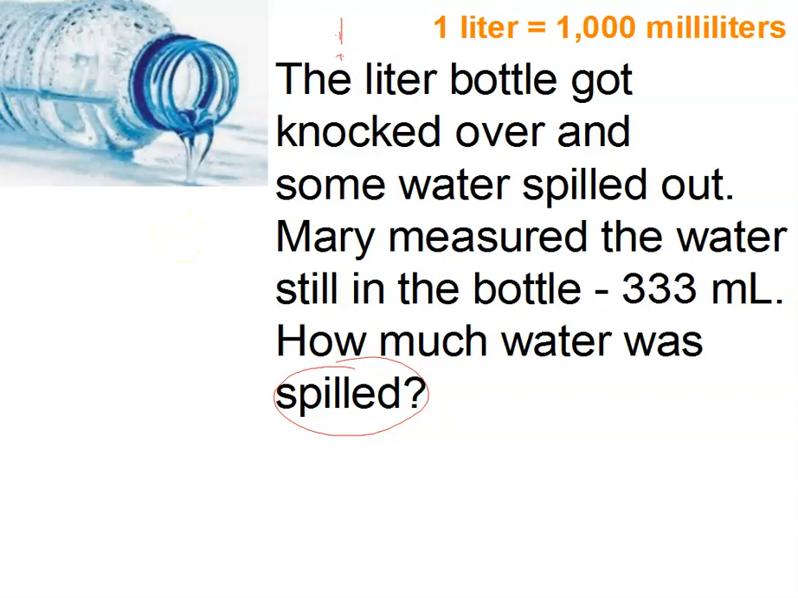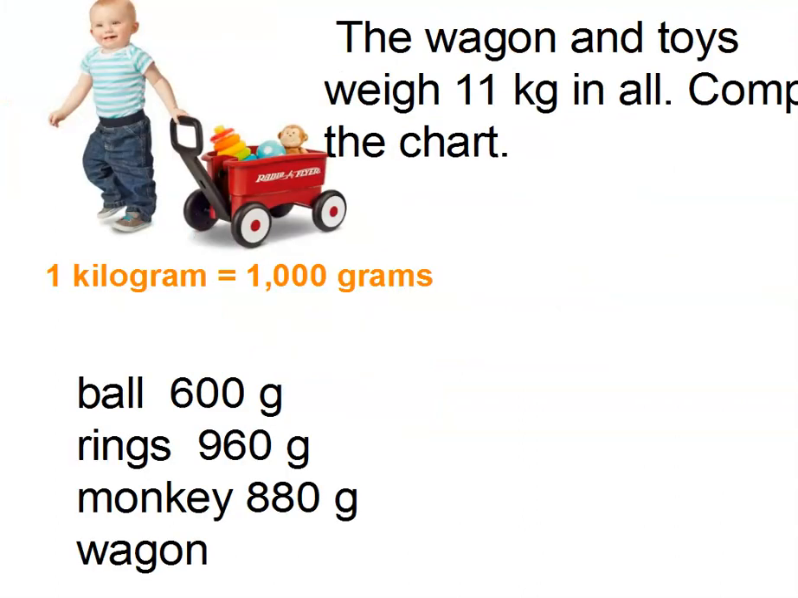1,000 milliliters in the bottle. 333 spill out. What's left? A lot of borrowing going on again. Have you noticed we're having to do quite a bit of borrowing, right? 667 milliliters. The thing is, because everything comes out in thousands or hundreds or tens, as soon as we have to subtract, we're probably going to have to do a lot of borrowing. Last one.